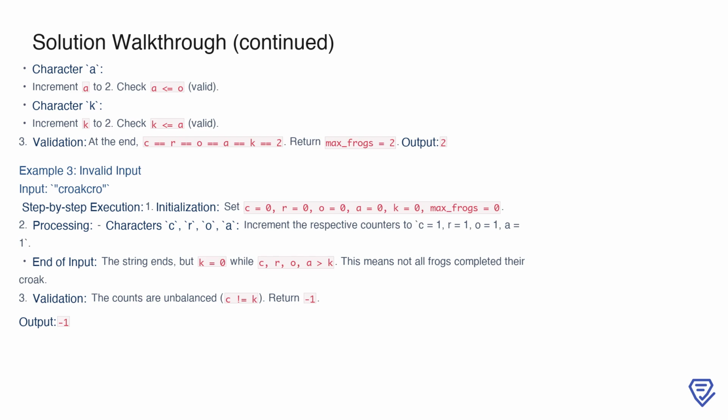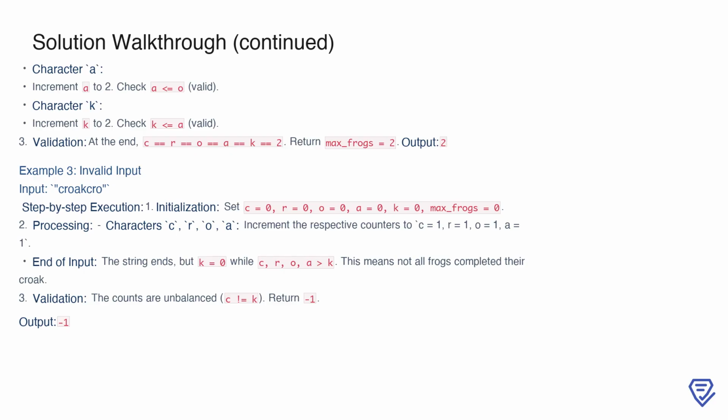At the end of the string, all counters are balanced with C, R, O, A, and K equal to 2, indicating 2 completed croak sequences. The maximum number of active frogs at any point was 2, so we return max_frogs as 2.